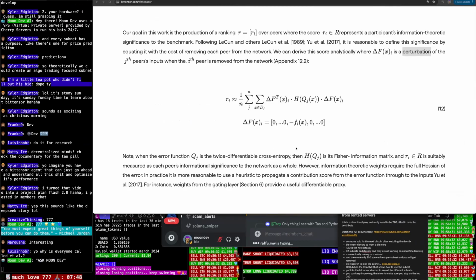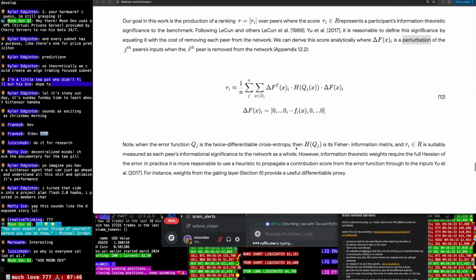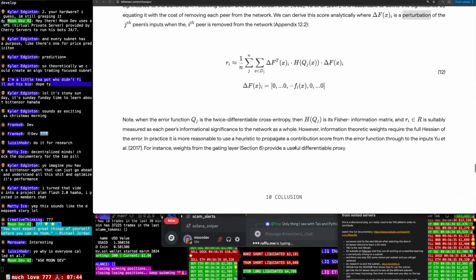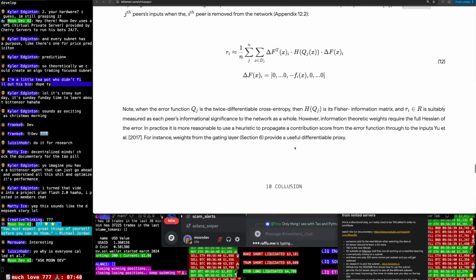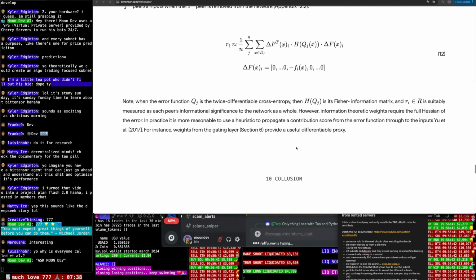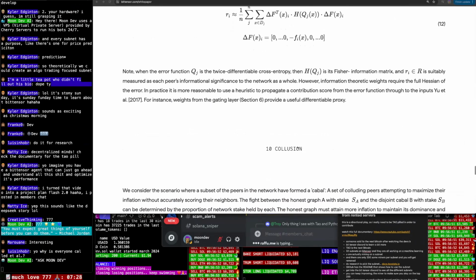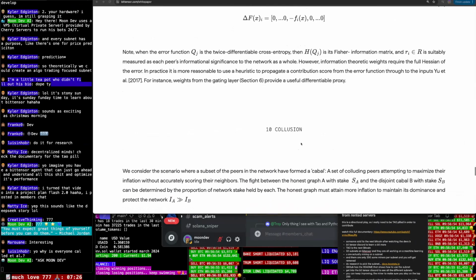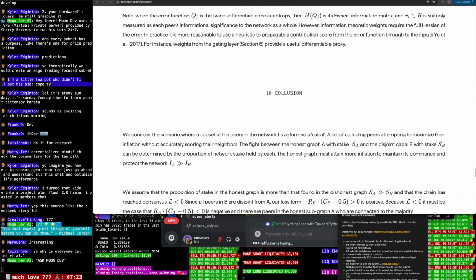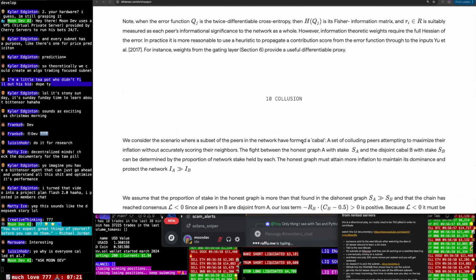However, information theoretic weights require the full Hessian of the error. In practice, it is more reasonable to use a heuristic to propagate a contribution score from the error function through to the inputs. For instance, weights from the gating layer, section 6, provide a useful differentiable proxy.